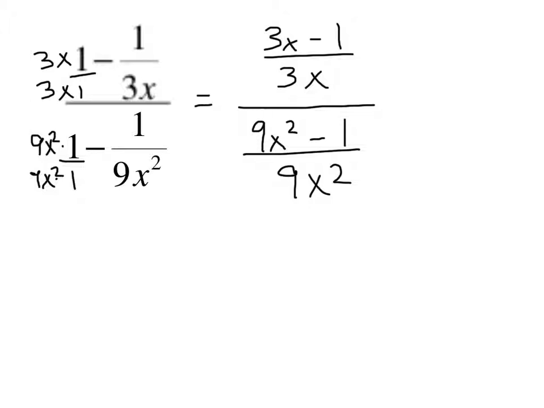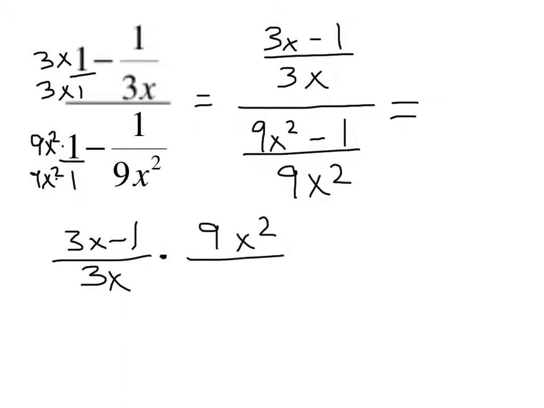So we have a fraction over a fraction. We can take that division and rewrite it as multiplication by the reciprocal. So we multiply by 9x squared over 9x squared minus 1. 3x will go into 9x squared, 3x times.